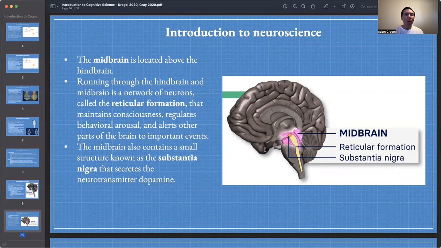Running through the hindbrain and midbrain is a network of neurons called the reticular formation. And this is a very cool area of the brain because it maintains consciousness and regulates behavioral arousal and alerts other parts of the brain to important events. The midbrain also contains a small structure known as the substantia nigra that secretes the neurotransmitter dopamine. Okay, and we already discussed how we love that. So there are some things to love about the midbrain: the seat of consciousness and an important area for the secretion of dopamine.